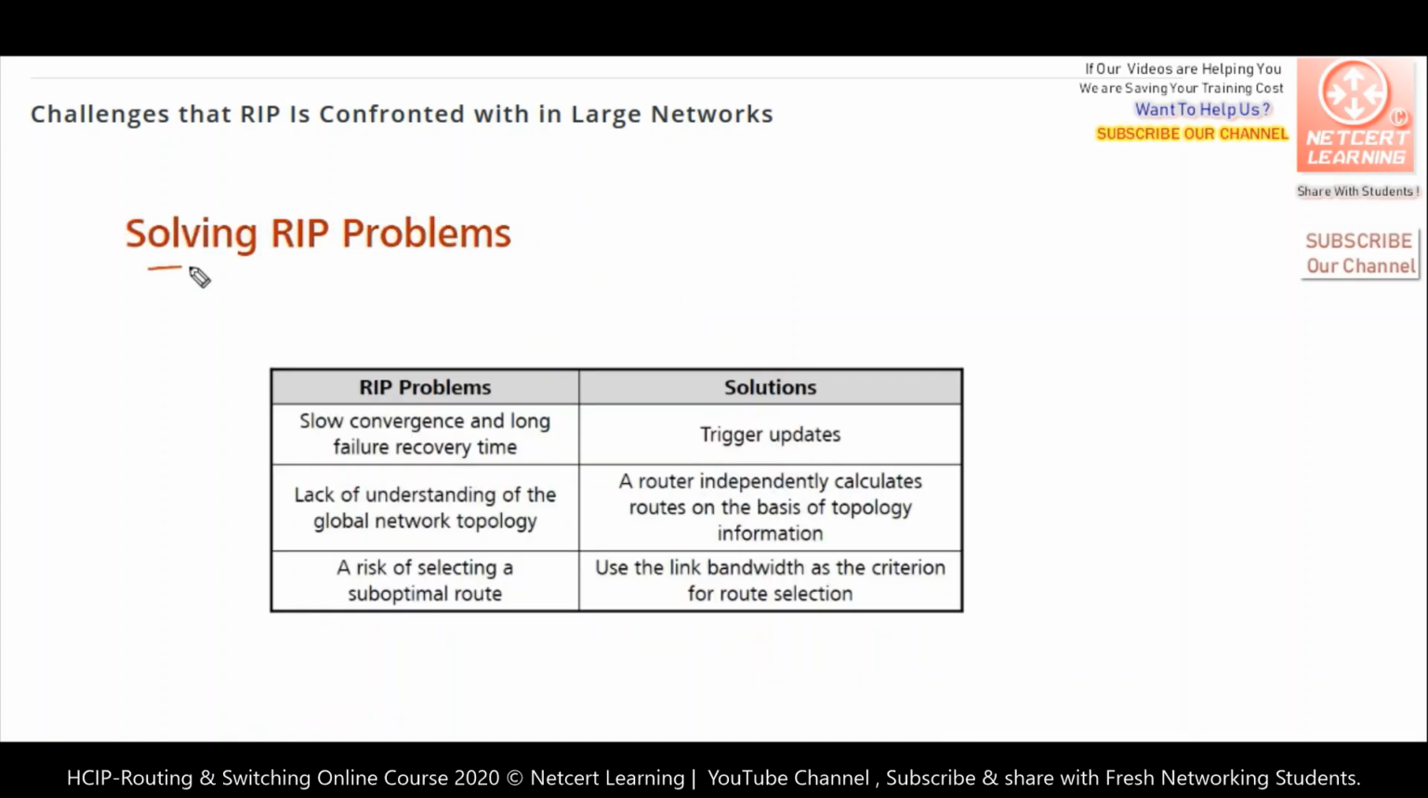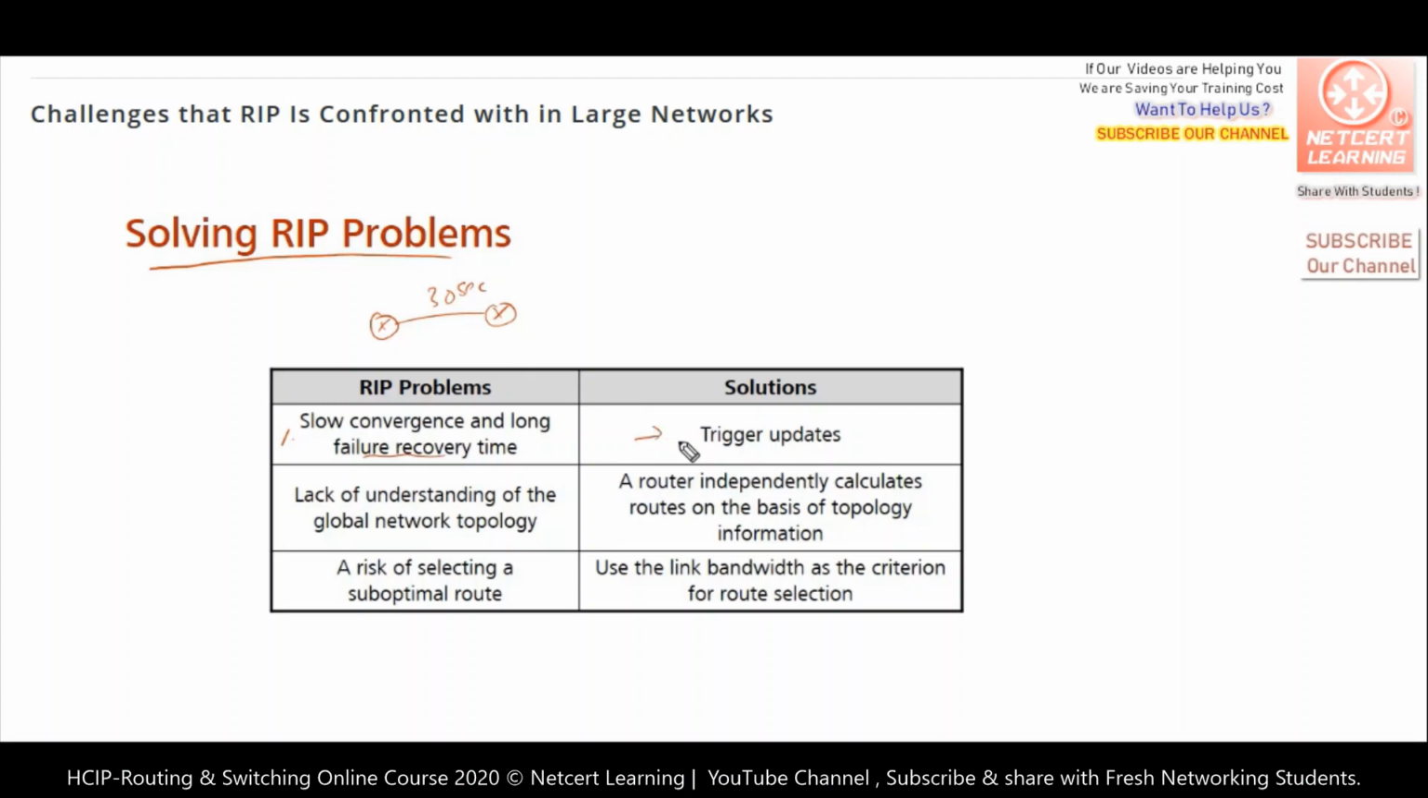Let's look into solving RIP problems. The first problem in RIP is slow convergence and long failure recovery time. RIP sends the update every 30 seconds. So here we want to reduce the failure recovery time as well as the update time.